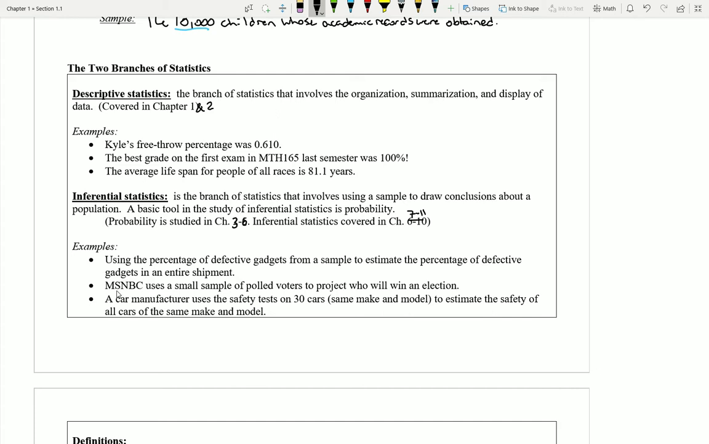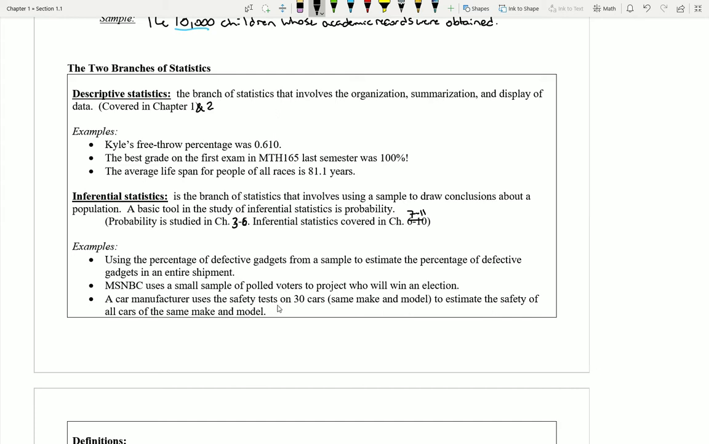Here's another one. MSNBC uses a small sample of polled voters to project who will win an election. Right? That happens all the time. You flip on the news, if there's an election upcoming, they're always going to throw up poll numbers, showing you who they think is in the lead at the present time. Well, they definitely didn't ask everybody. They only asked a sample, right? You know they didn't ask everybody because they probably didn't ask you. So with this small sample, we can see the news organization is attempting to make a prediction.